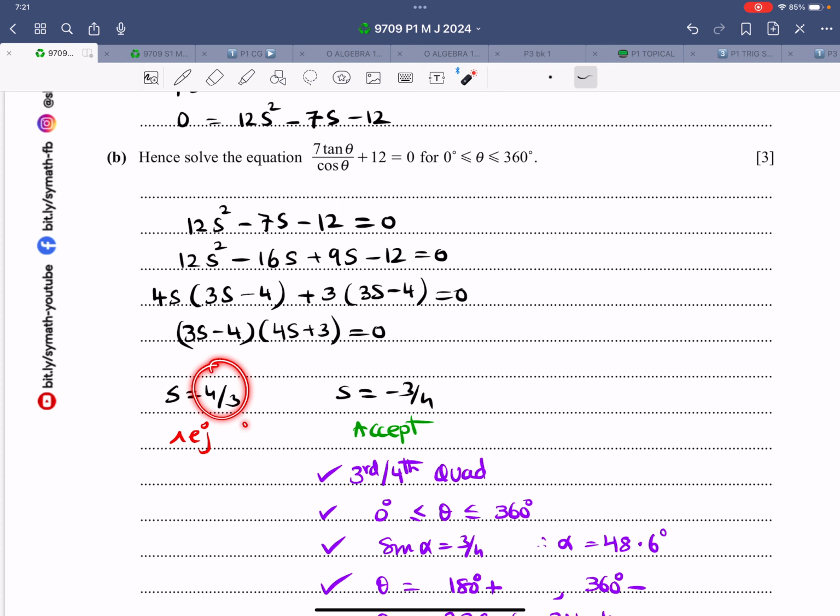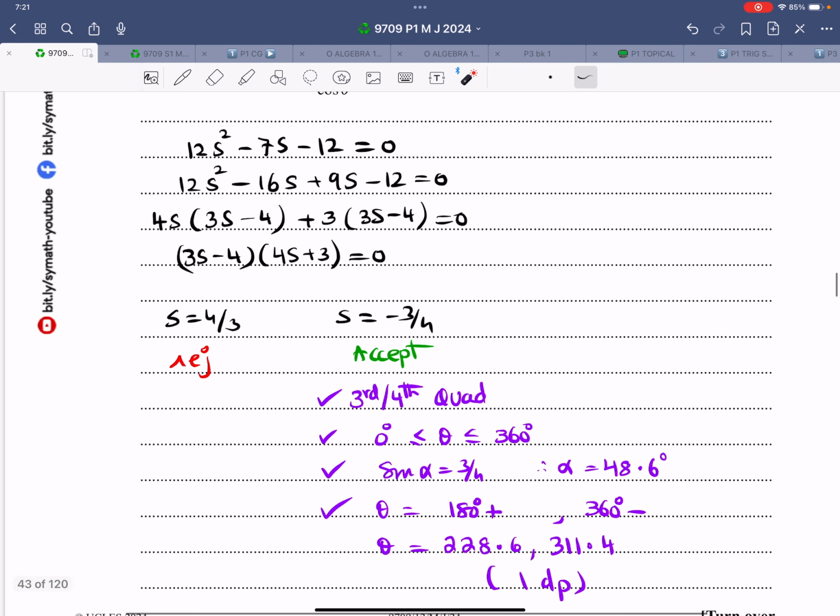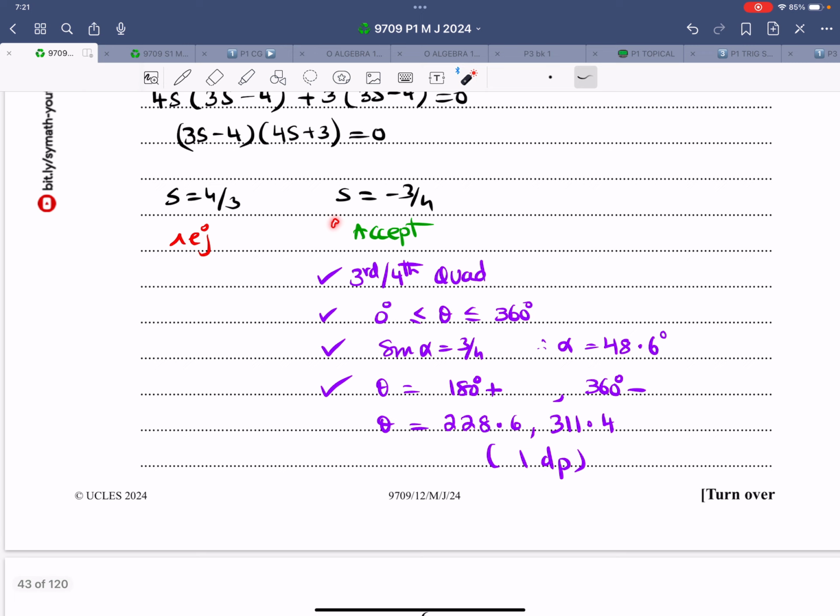You get S as 4 over 3, we reject it. Why do we reject it? Because sine theta has a maximum value of 1, minimum value of -1. This is rejected. Sine theta is -3/4. Sine is positive in first and second quadrant. Sine is negative in third and fourth quadrant.